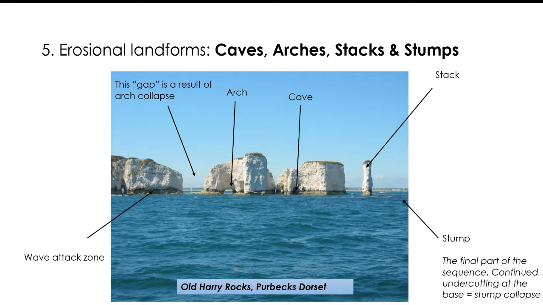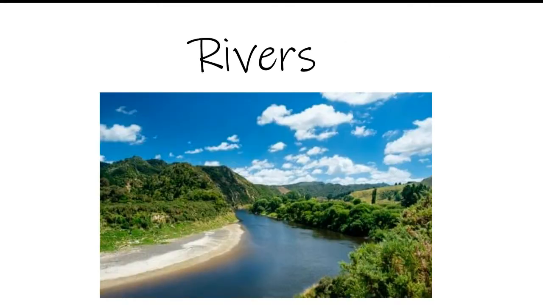There's a wave attack zone that you can see by the different colour on the chalk because of all the algae growing on it, because it's frequently wet and hit by those waves. But you just need to make sure that you are able to identify the different elements of that process, because it's not always going to look like the perfect sequence you saw in that diagram.